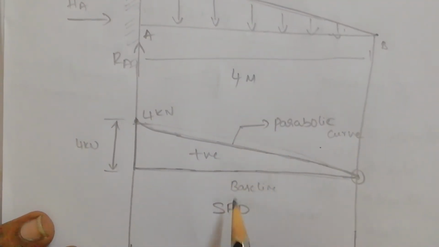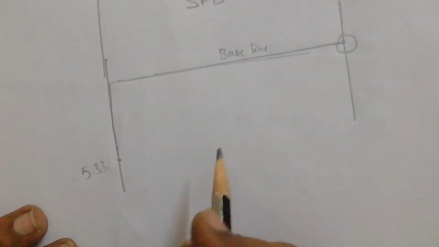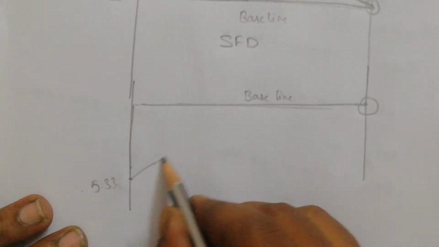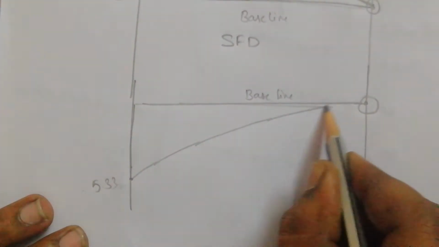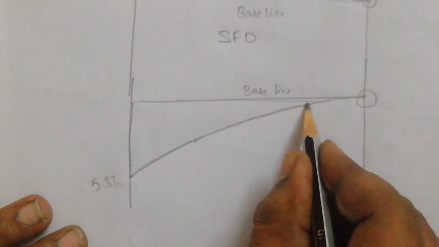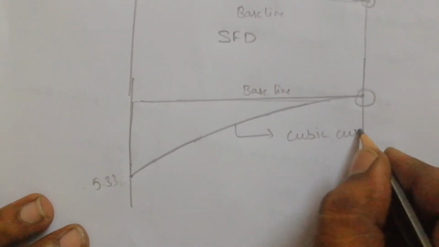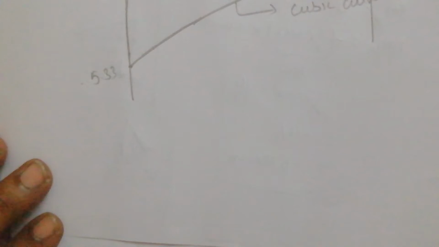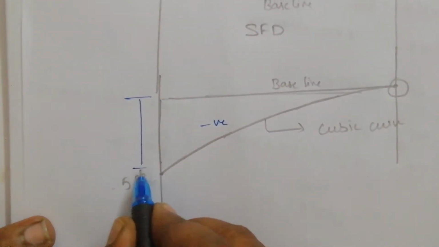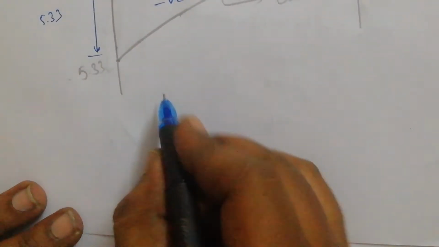Since this curve is parabolic in your shear force diagram, the curve because of it in the bending moment diagram will be cubic. So I will try to generalize this. So this is a negative value, clear? So the height of this is 5.33. Finished.